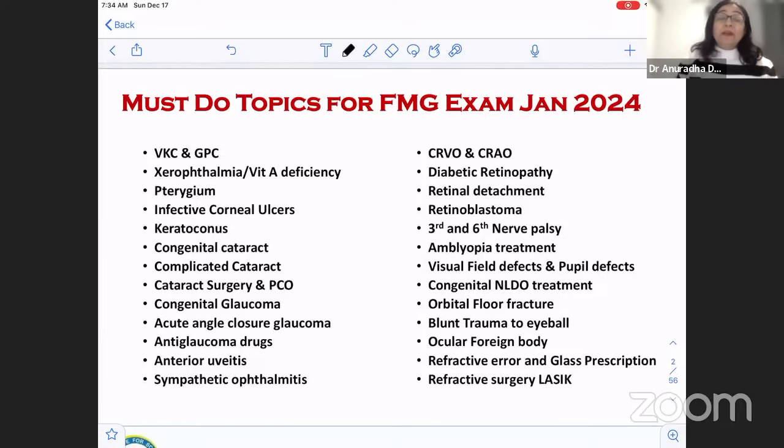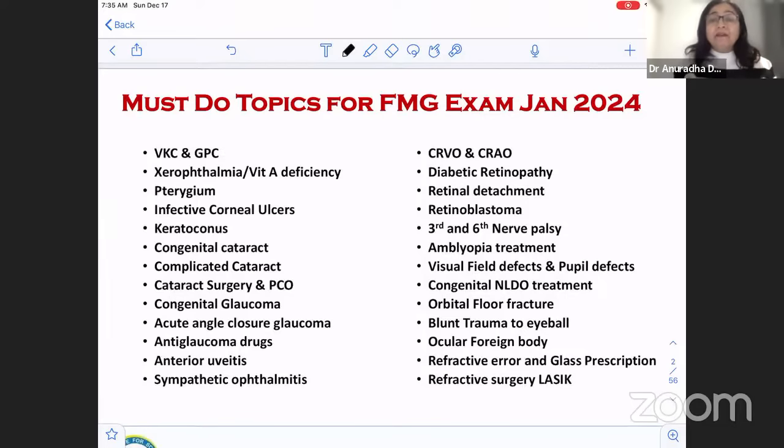Then you can get a question based upon nerve palsies, especially third and sixth nerve palsy. Go through amblyopia treatment. Then, very, very important, one question will almost always be there in the exam: visual field defects. And with that, please do abnormal pupil reactions also. Then management of congenital nasolacrimal duct obstruction, another simple but important topic.